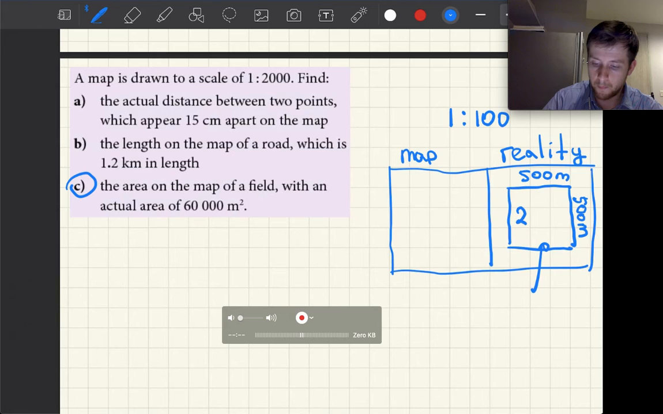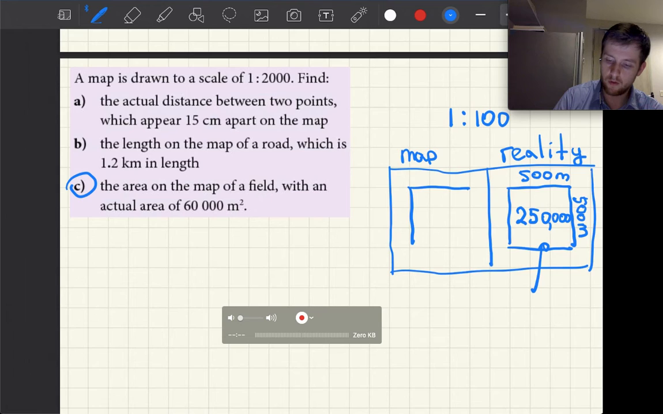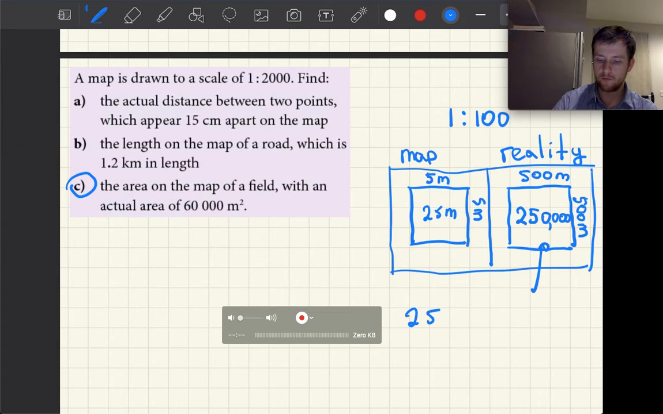So the area of this square in reality would be 500 times 500, that would be 250,000 meters squared, right? So when we translate this to the map with the scale of 1 to 100, this would become 5 meters by 5 meters. And this would give us an area of 25 meters squared, right? So you see that 25 versus 250,000 does not really correspond to the ratio 1 to 100. This is actually a ratio of 1 to 10,000, ladies and gentlemen, right?